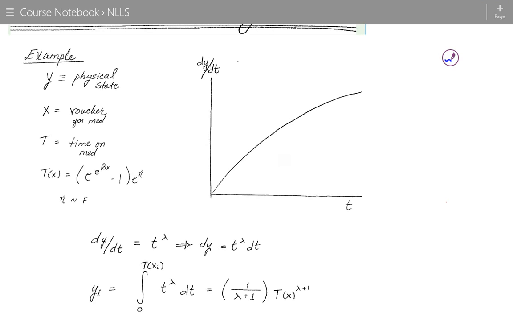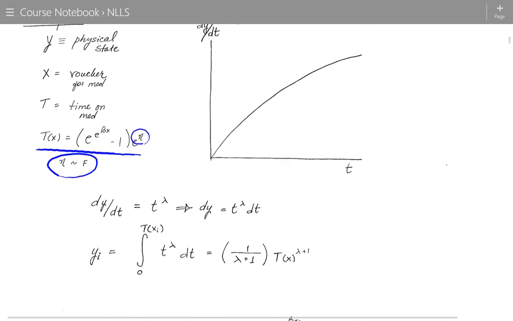And we have a variable that represents whether or not the person has a voucher in order to buy medications. And then we have a variable that reflects the time that an individual is on medications. And let's suppose that the time an individual is on a medication is a function of the voucher. And let's suppose it's this function here, in which eta is a random variable with distribution f, whatever that distribution is.